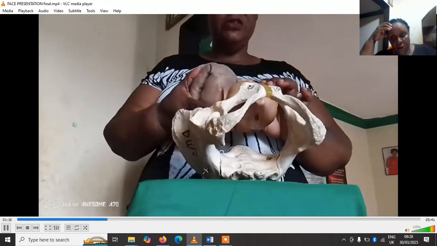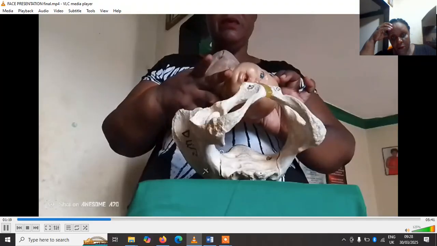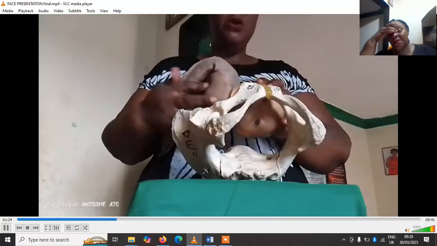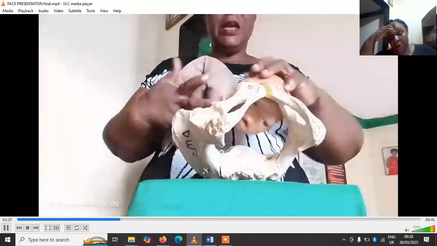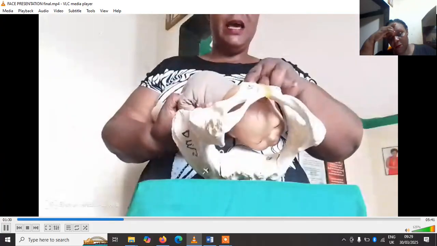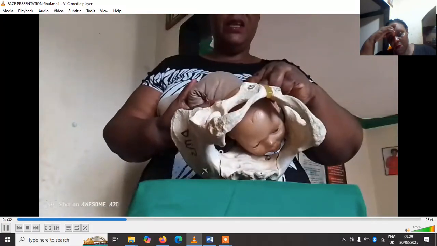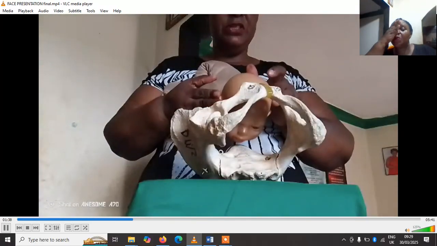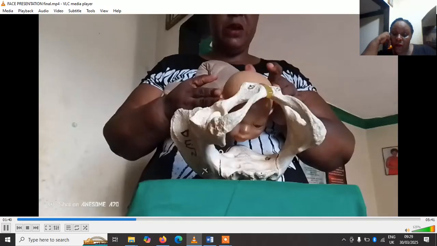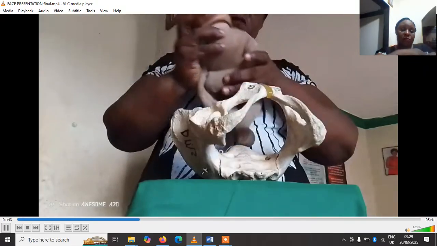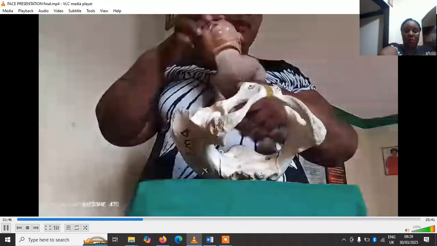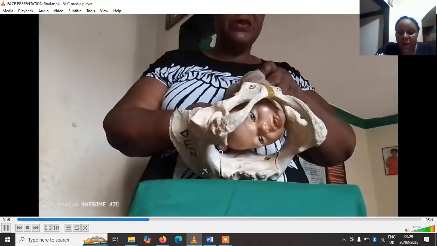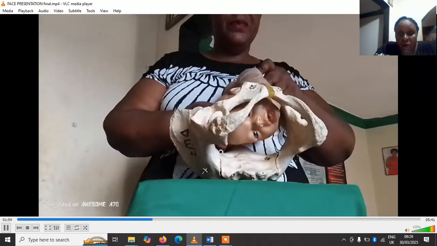So by face presentation, we shall have 4 positions. The mentum can be either on the right or on the left mental anterior position, or the mentum can lie posteriorly, and we have left or right mental posterior. So these are the positions we are going to talk about. At the beginning of labor, of course, it is the mentum that presents. And we said it can present either mental anterior or mental posterior.